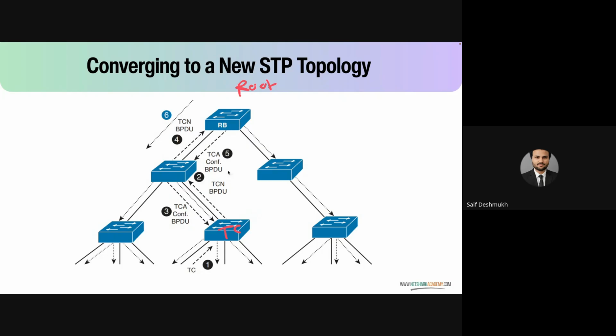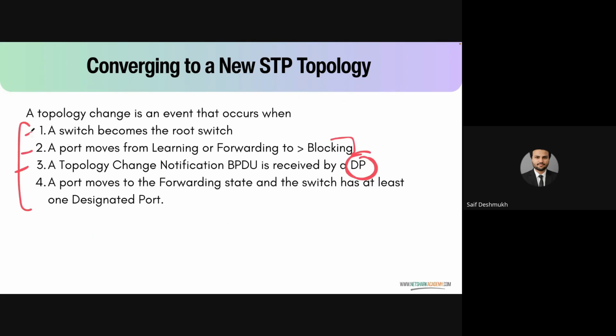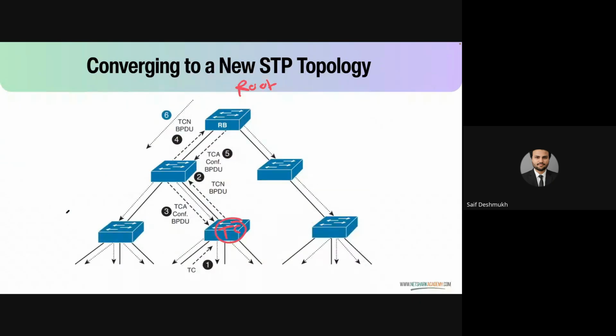You shouldn't consider me as a pathway. The general rule of thumb is that I have to notify, so everyone should update their MAC address table. Why, we'll also explain that. But for any reason that I mentioned here, a topology change happened.